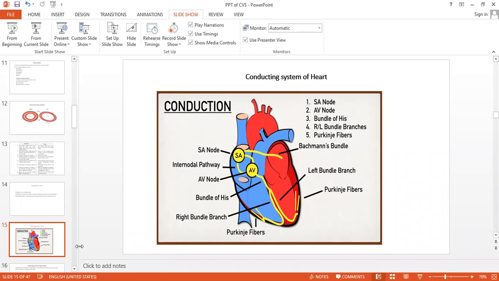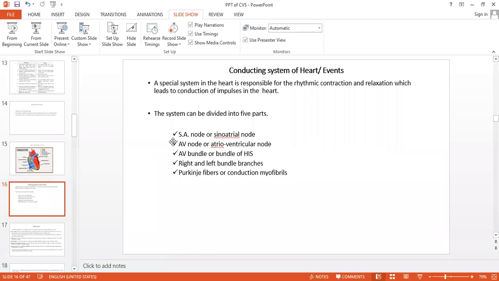Then in detail, we will see here the conduction working. Okay, these divides into 5 parts. Are you understood? SA node, that is the sinoatrial node. AV node, that is atrioventricular node. AV bundle or bundle of His, right and left bundle branches, and then the Purkinje fibers.